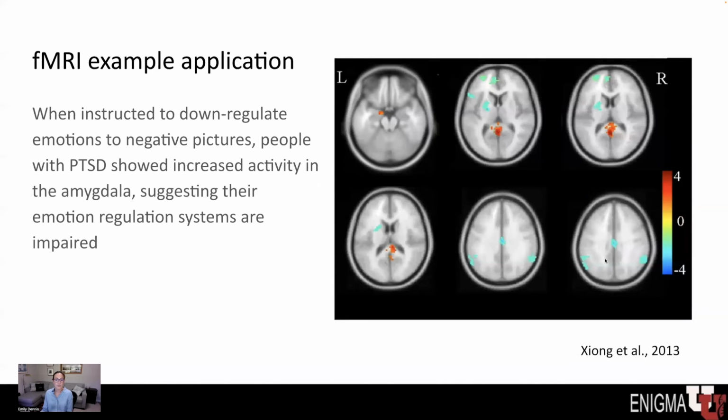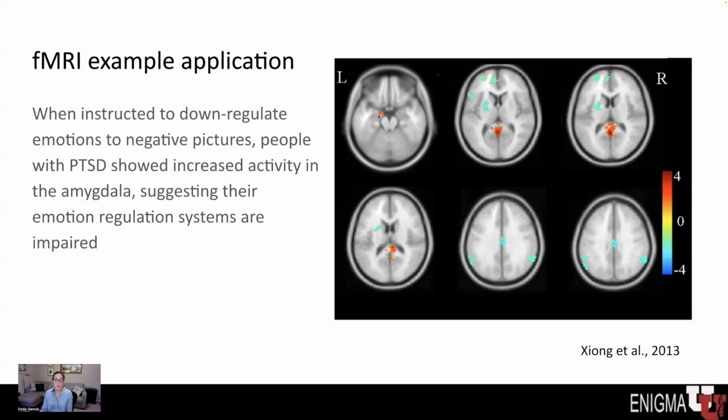And one example here, in this study of people with post-traumatic stress disorder, or PTSD, they were instructed to downregulate emotions to negative pictures. So in the scanner, you can often show a stimulus to somebody. In this example, they were showing negative pictures to people to see how their brain reacted to seeing negative things. And they were told to try to regulate their emotions when they saw these negative pictures. While they were doing this, people with PTSD showed increased activity in the amygdala.